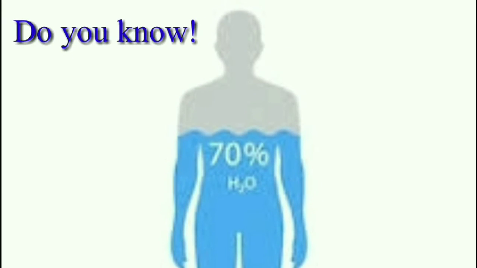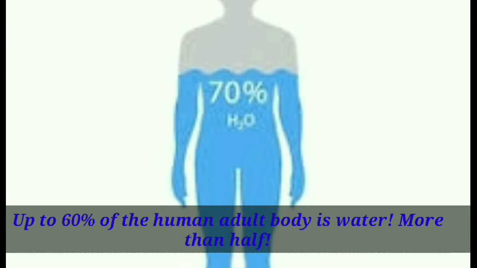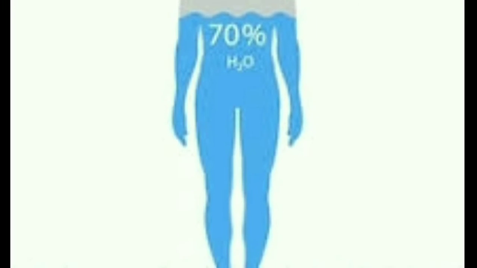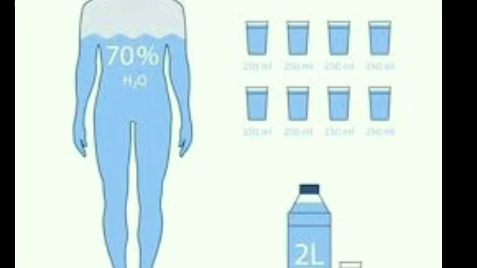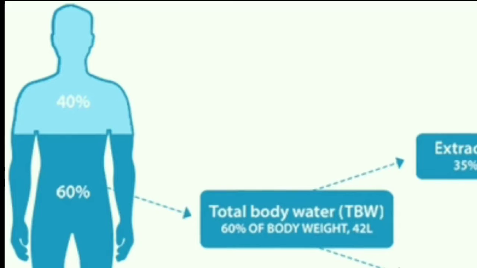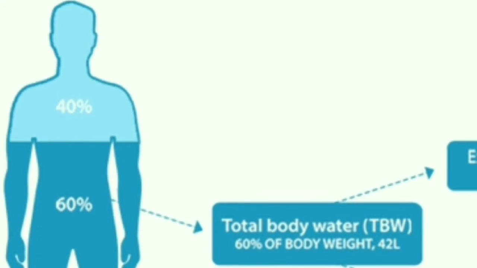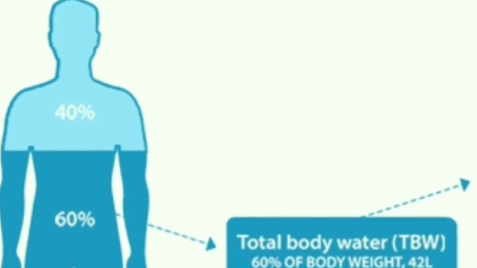Did you know up to 60% of the human adult body is water? हमारे जिस्म का आधे से ज़्यादा हिस्सा तो पानी ही है। स्टूडेंट्स, लोगों को लगता है कि पानी is not a nutrient, but it is, and a very important one at that. Water is very important as we need it to stay hydrated.